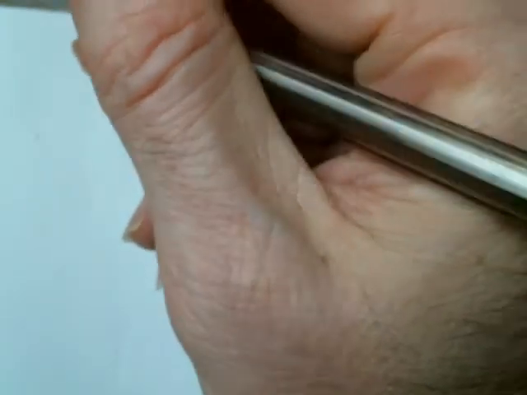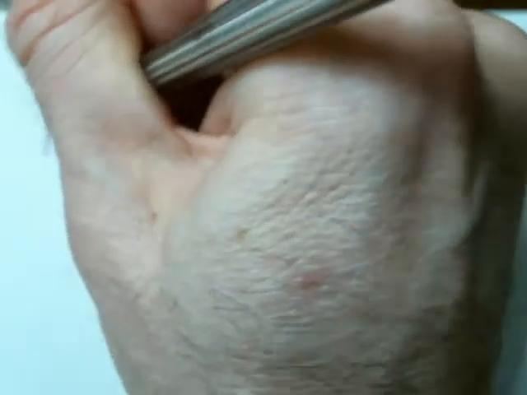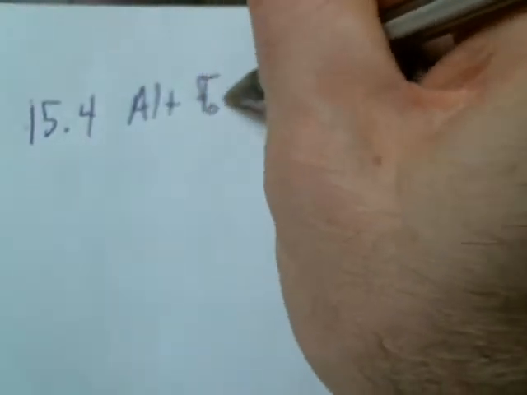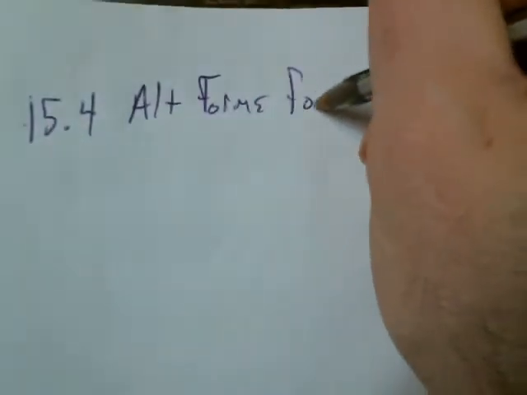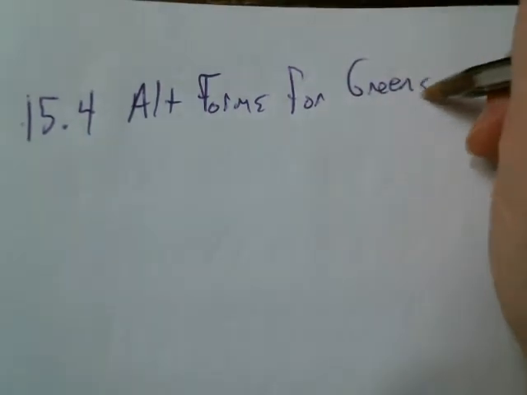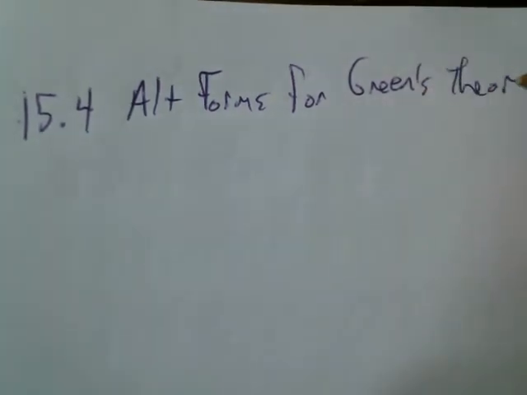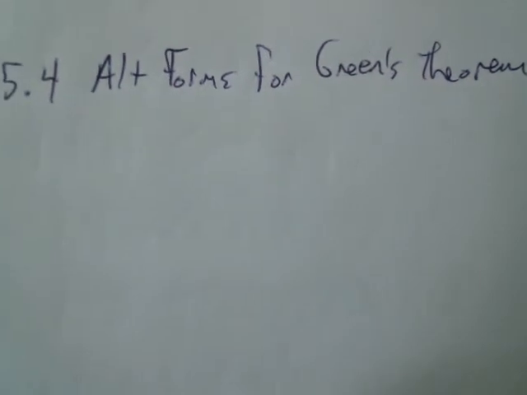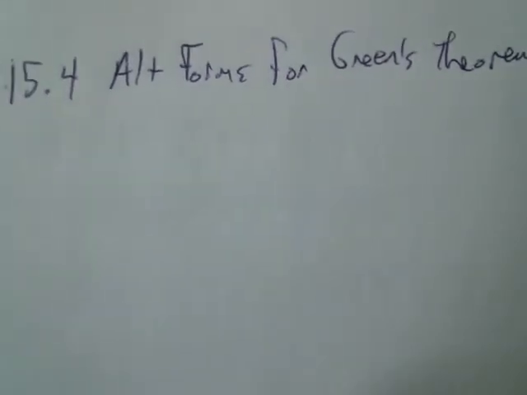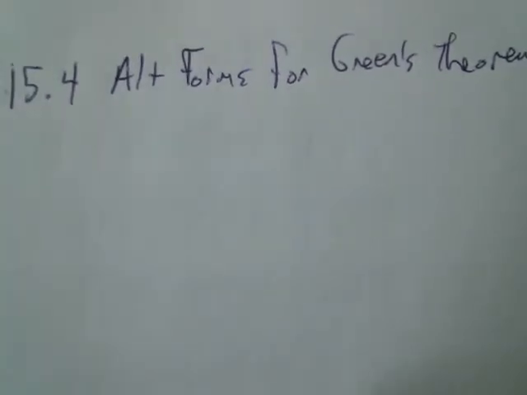Okay, this is the last section from Green's theorem. It's alternative forms for Green's theorem, so it's still 15.4. These two alternative forms will allow us to get through the end of the book.